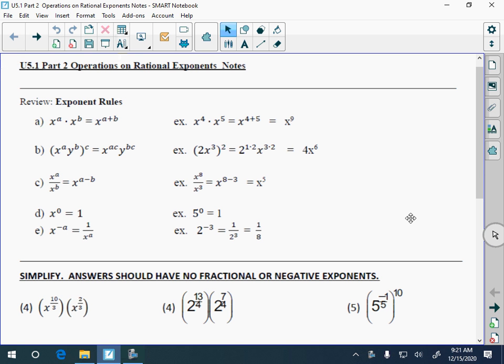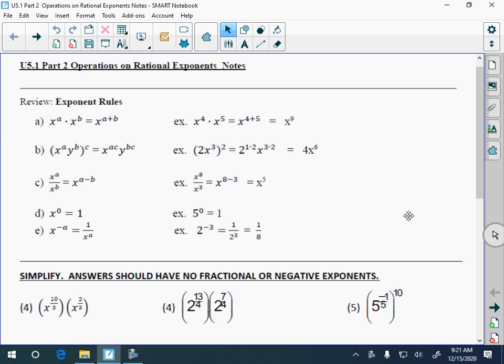All right, so we're going to finish up this unit 5.1. This is the second part, and then we're going to look at some operations and how we can use those operations to simplify with fractional exponents. So I put back all the exponent rules again from the first lesson.